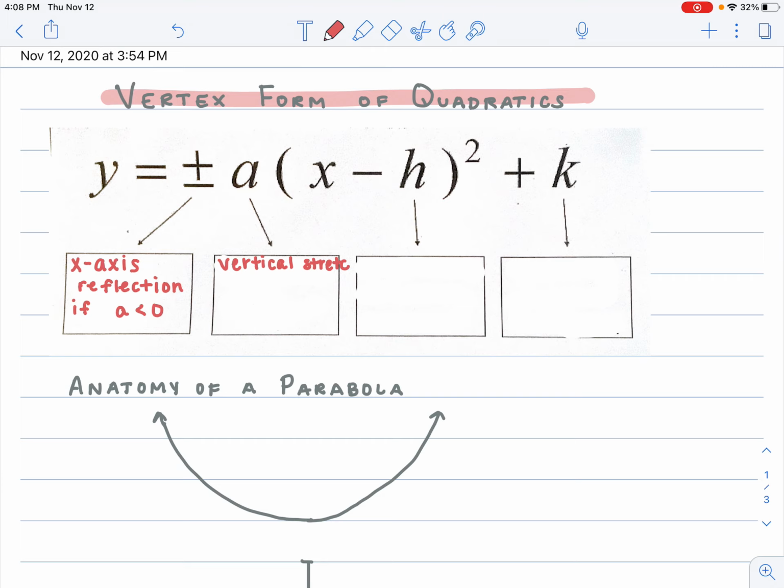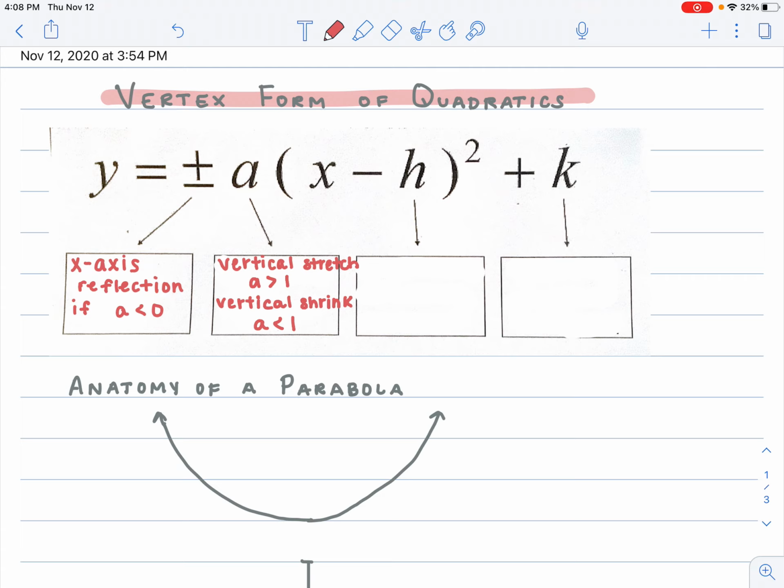if a is bigger than 1. So if a is greater than 1, so if it's 1.5, 1.6, anything like that, it is going to be a stretch. And it is a vertical shrink if a is less than 1, so if it's a fraction like 2/3, 1/4, etc.